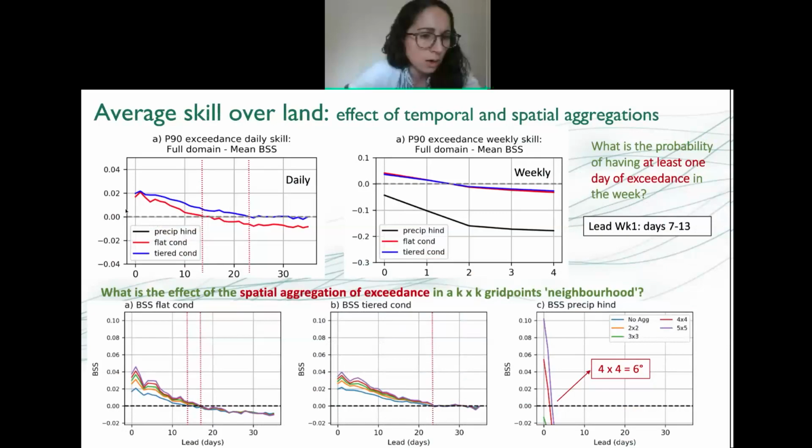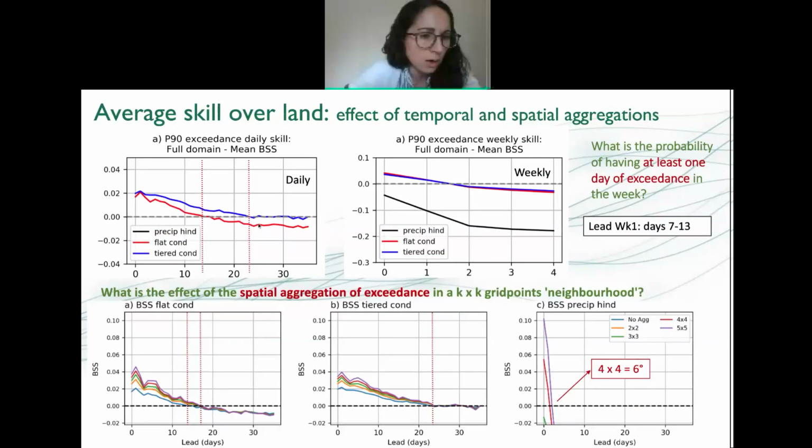And overall, considering all the land points, this is telling us that they have positive levels of skill extending until around day 12 or 13 in the case of the flat regime, and even further, around 22 days, in the case of the tier regime. So we see that the fact that we were able to capture more of the large scale variability is in this case translating into longer skillful lead times in the case of the tier regime.